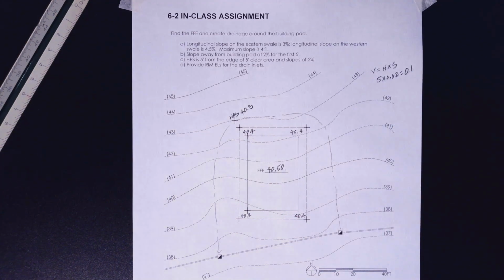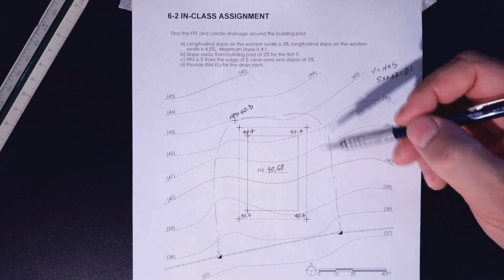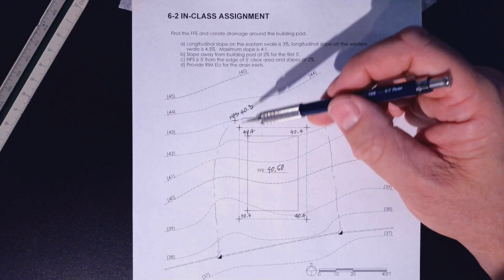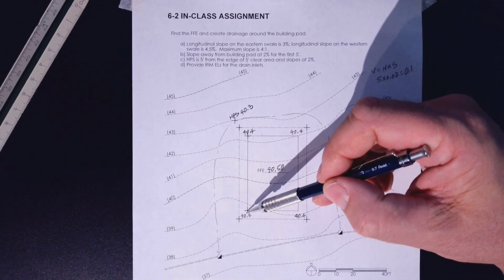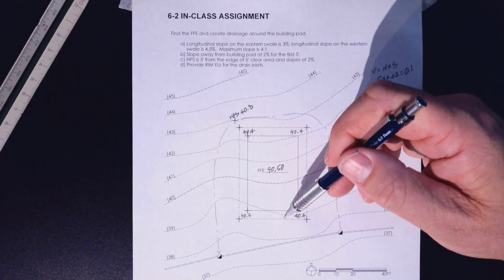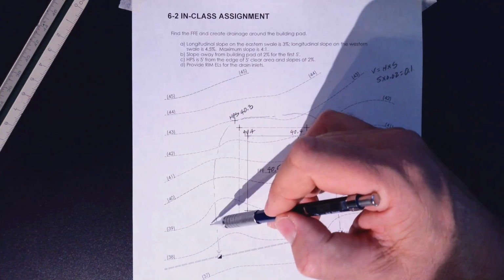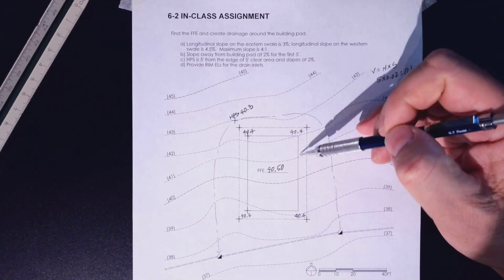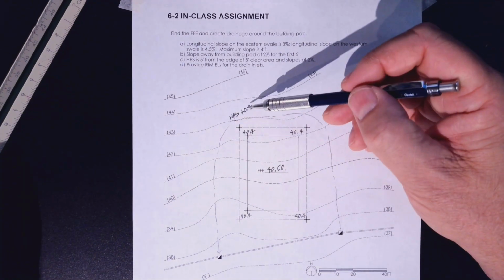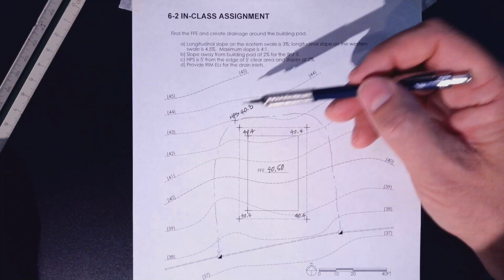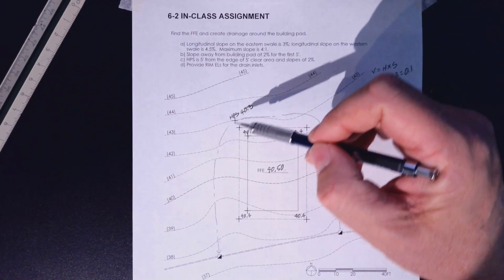So those are our two swells, and we just roughed them in as a guideline. Now what we can do, let's go ahead and draw the contours. Let's do our spot elevations here, and then we'll draw our contours around our pad. So if this is 40.3, start at the high point. It's just like doing the center line of a road.